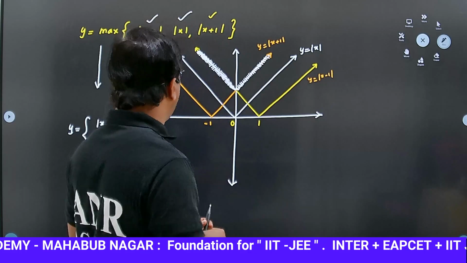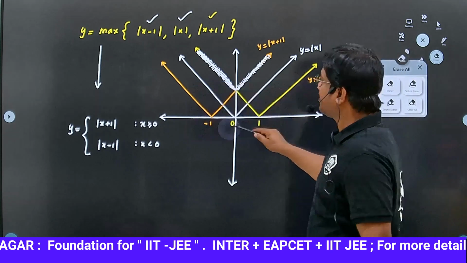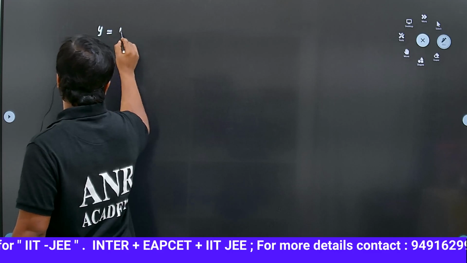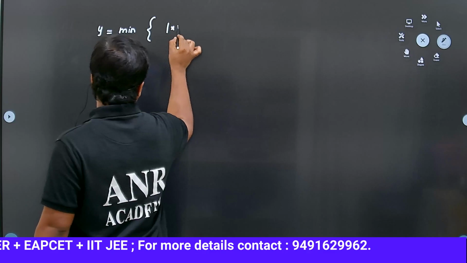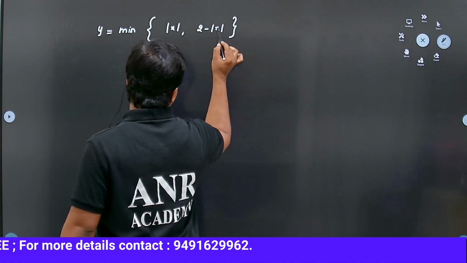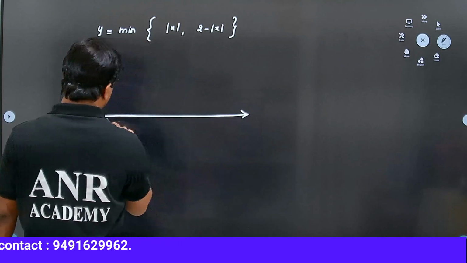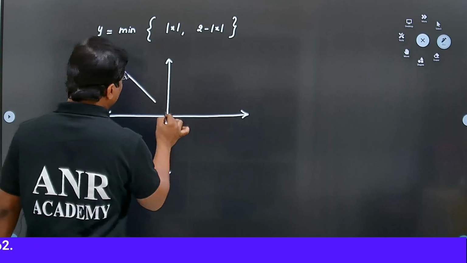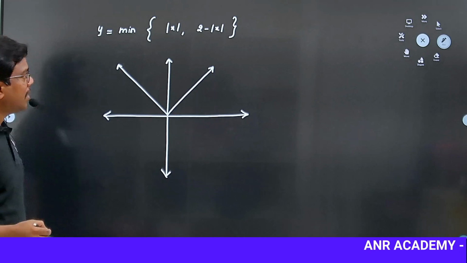Let us discuss another example based on this. Suppose the question is y equal to minimum of mod x comma 2 minus mod x. Here first we have to draw the graph of y equal to mod x, that is a V-shaped graph with sharp edge at 0. This is y equal to mod x.